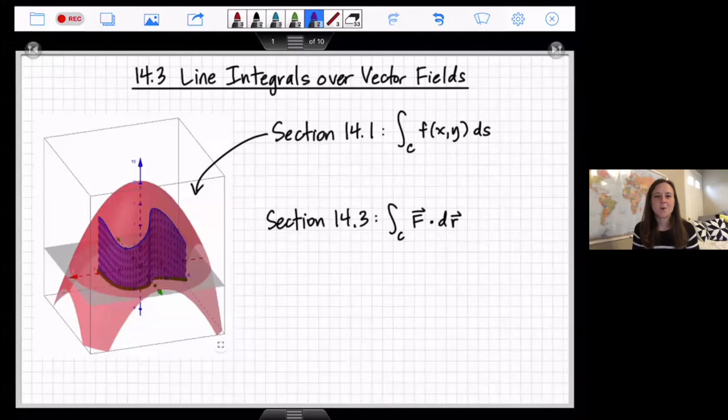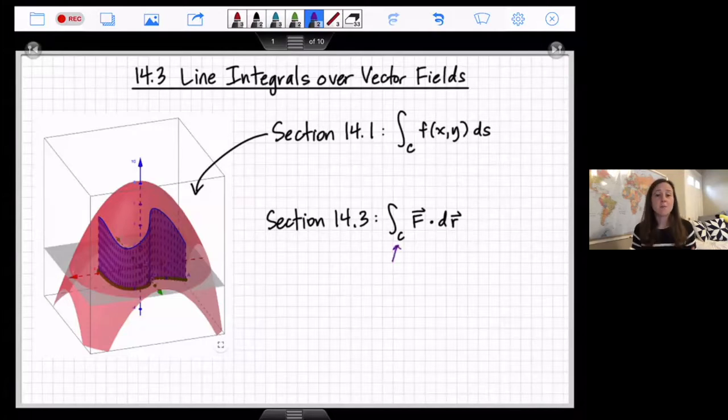We're starting section 14.3 today on line integrals over vector fields. And I have a graphic here to remind you of the line integrals that we've already done in section 14.1. In section 14.1, we had this curve down in the XY plane, and we were looking at this area of this curtain that was above the curve and trapped below a given surface. We're still going to have that curve to talk about in these line integrals over vector fields.